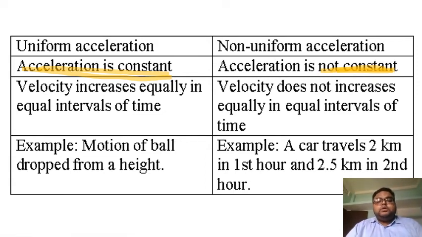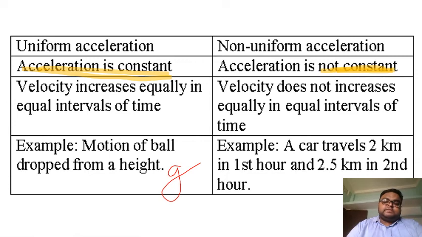Okay, students. So let's see the example of uniform acceleration. Suppose that a ball is dropped from a height. When a ball is dropped from the height, acceleration due to gravity is working on it. So it is the case of uniform acceleration. But suppose a car is traveling 2 kilometers in the first hour and 2.5 kilometers in the second hour. This is the example of non-uniform acceleration.